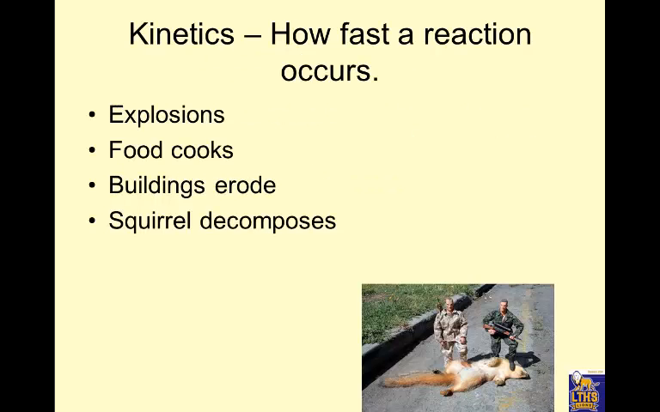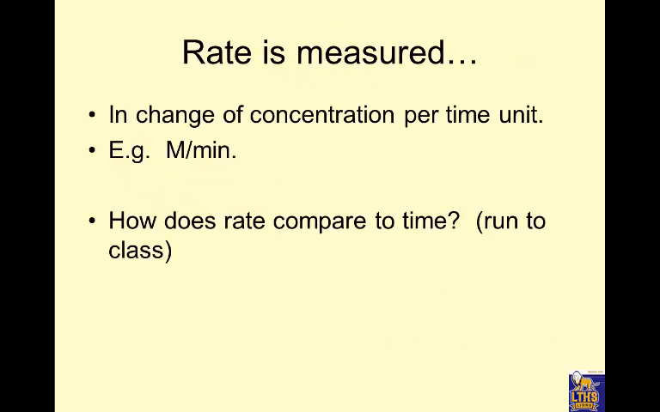Kinetics. In chemistry, kinetics is the study of how fast a reaction can occur. There are explosions, food cooks, buildings erode, squirrels decompose. All of that happens, and how fast it happens is what kinetics is studying. So, when we talk about how fast a reaction happens, we talk about the rate of a reaction.